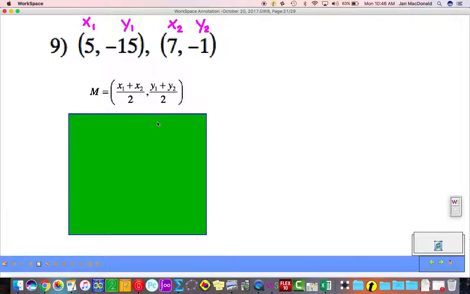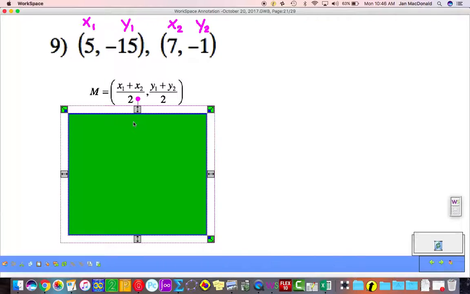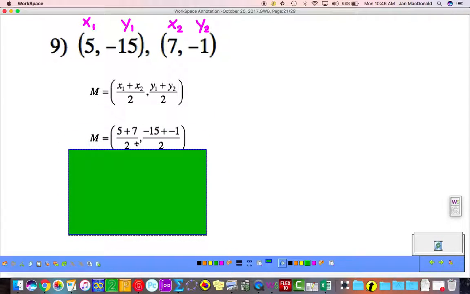So let's plug it in. x1 plus x2 should be in our first numerator. So our first numerator should say 5 plus 7. And here, in fact, you see 5 plus 7 divided by 2. And again, y1 plus y2, -15 plus -1 divided by 2. All right, so we're going to simplify each of our numerators.